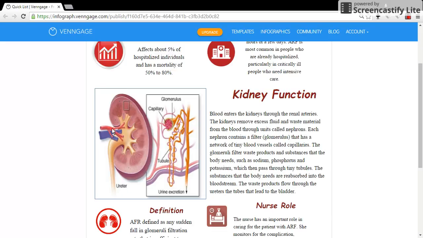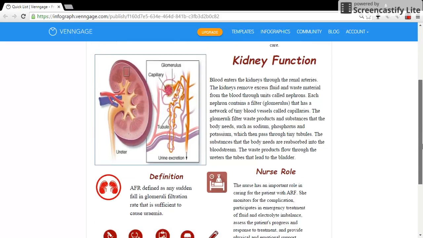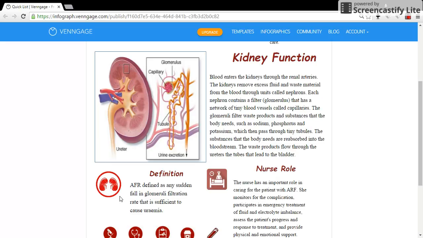So when the kidneys suddenly become unable to filter waste products from the blood, acute renal failure occurs. And when the kidneys lose their filtering ability, dangerous levels of waste may accumulate and the blood chemical makeup may get out of balance. Acute renal failure is defined as any sudden fall in glomerular filtration rate that is sufficient to cause uremia. The nurse has an important role in caring for the patient with acute renal failure.